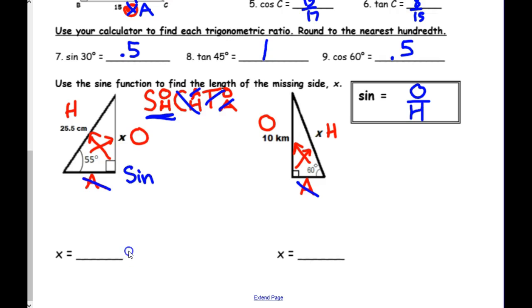Now, after the trig, you have to put the angle. What angle did we start at? 55. So you write sine 55 equals, and now we're going to do O over H. Okay, so it's always trig, angle, equals, and then fraction. Okay, good. So O over H is sine, right? So O is X, H is 25.5.